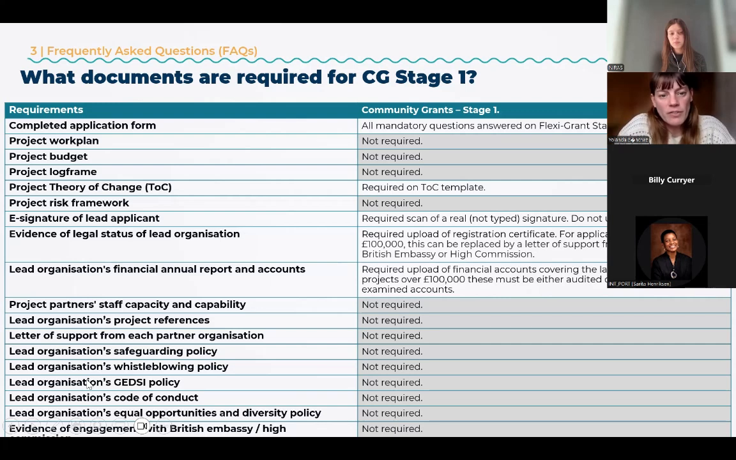And then we have a list of documents that are not required. As we are going to share the slides with you, and the video is also going to be uploaded to our YouTube channel, you can check the list later in case you have any questions. But just the project work plan, the project budget, the log frame, the risk framework, and most others are not required for this stage 1. Maybe in stage 2 most of them will be required, but you don't have to worry about them now. So maybe we can go to the next slide, please.